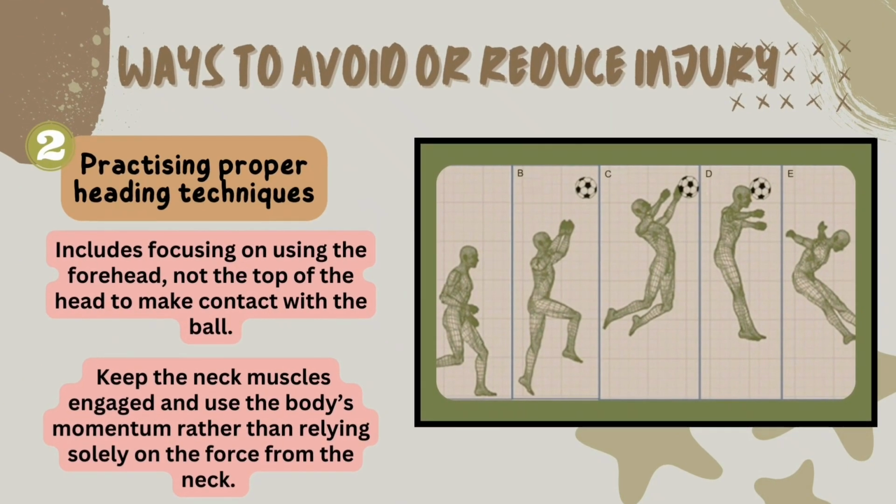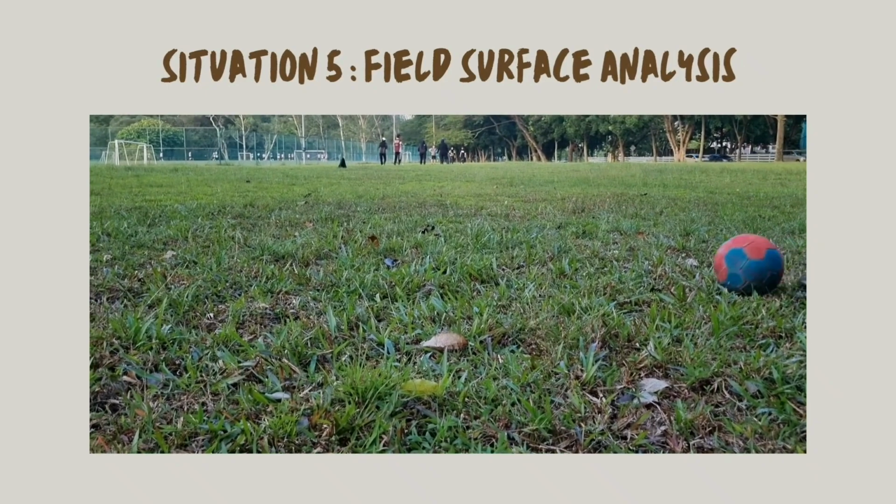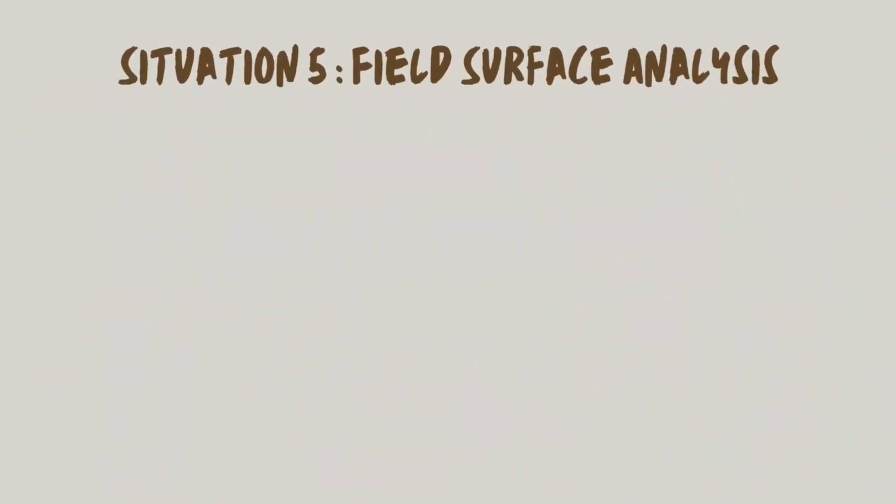Second, practicing proper heading techniques. It includes focusing on using the forehead, not the top of the head, to make contact with the ball. It keeps the neck muscles engaged and uses the body's momentum rather than relying solely on the force from the neck. Situation 5. Field surface analysis.